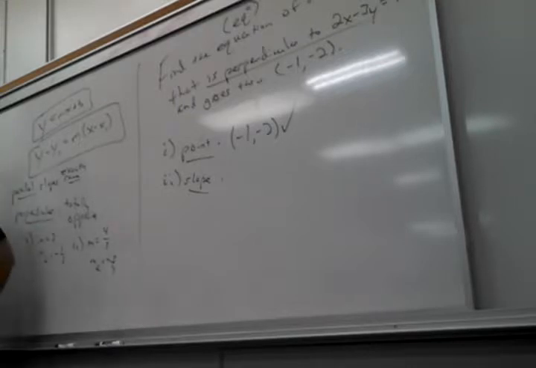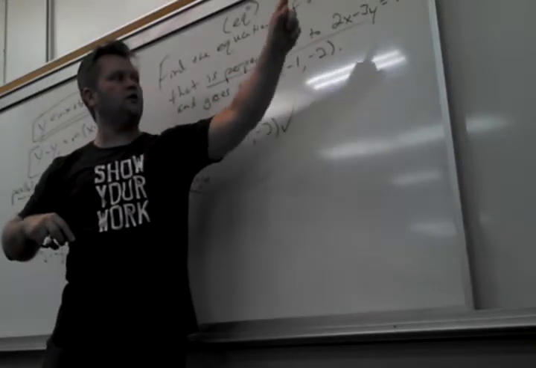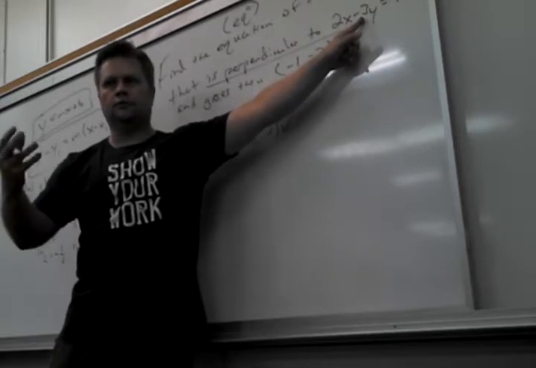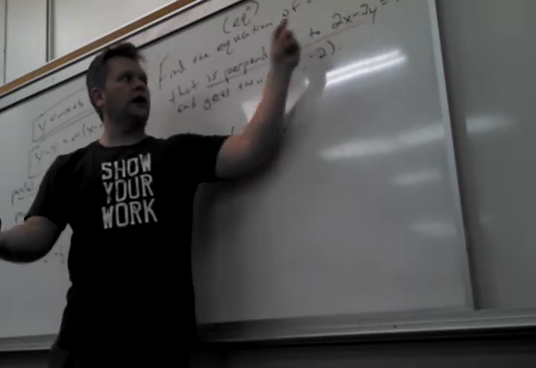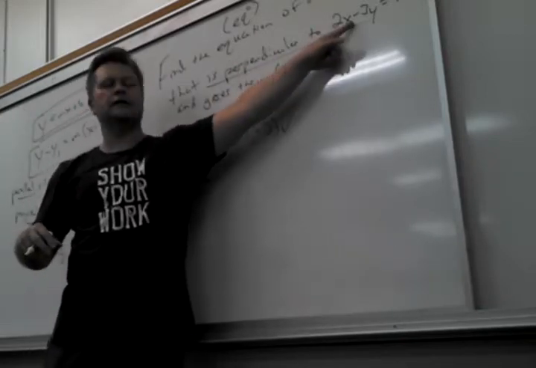Now how do I find my slope? Very good. I know my line is perpendicular to this. So if only I knew this guy's slope, I'd know how to find my slope because it's perpendicular. I just negative reciprocate it. So how do I find this guy's slope?